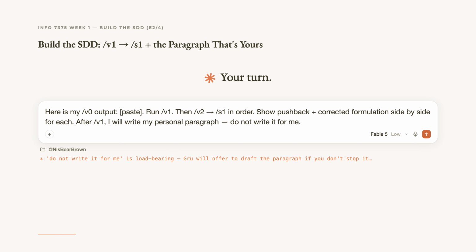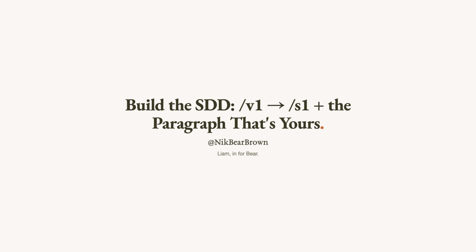The instruction "do not write it for me" is load-bearing. GRU will offer to draft the paragraph if you don't stop it, and a GRU-drafted paragraph defeats the purpose. After you have the full /S1 output, write the paragraph yourself, 3 to 5 sentences. What changed in your understanding? Then paste the full unedited GRU output, every gate, every pushback, every corrected formulation, followed by your paragraph. That document is the SDD. Build the SDD, /V1 through /S1 plus the paragraph, that's yours.